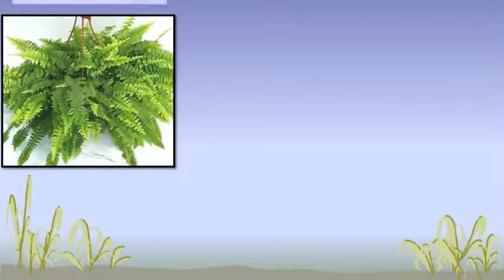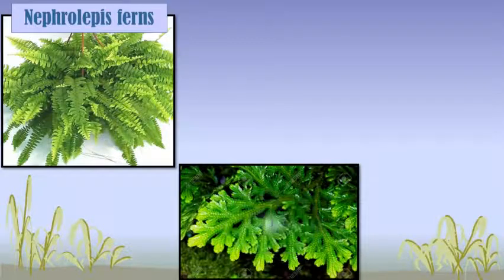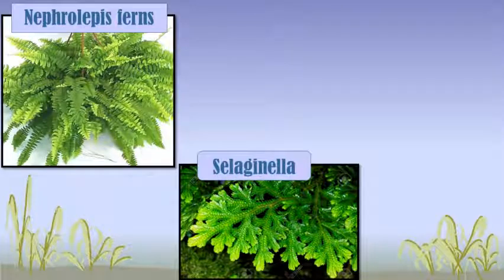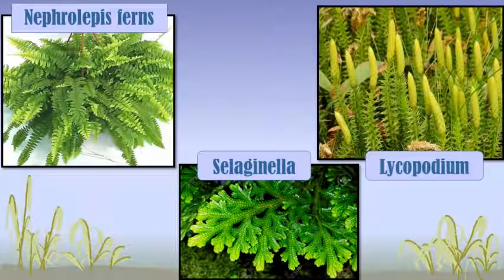So here we have some examples of group pteridophyta. First is Nephrolepis fern. This is a very beautiful plant which is used for decorative purposes. Next is Selaginella, and third example is Lycopodium. All these plants look very beautiful.